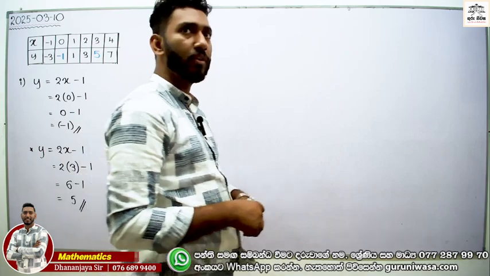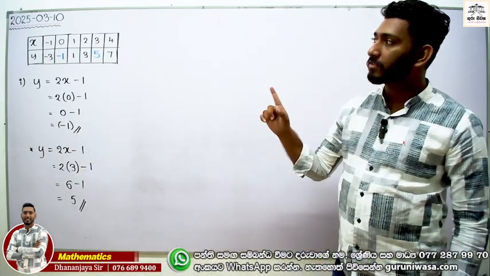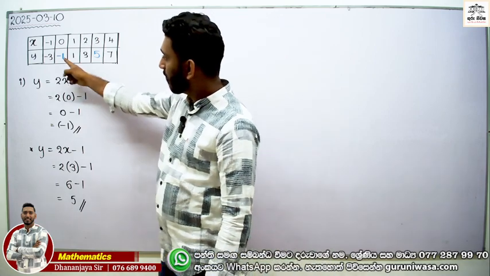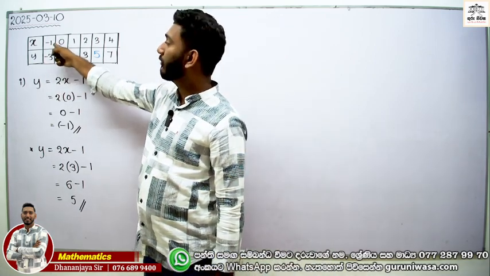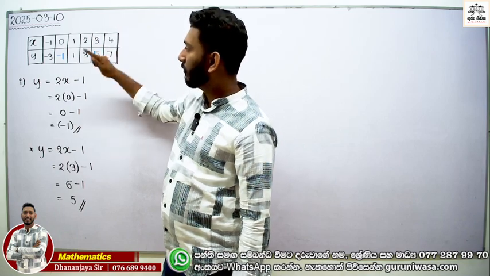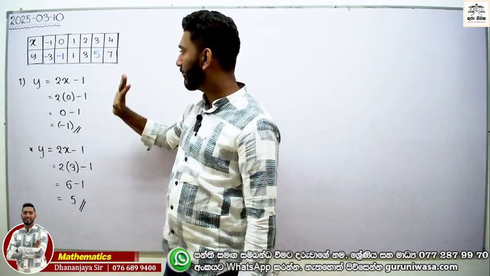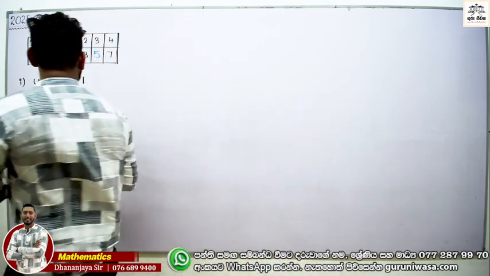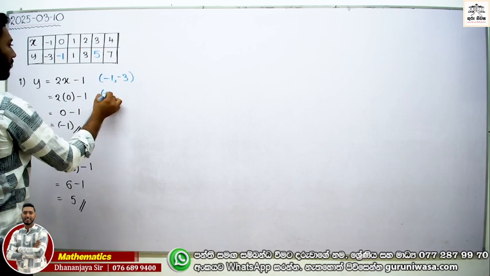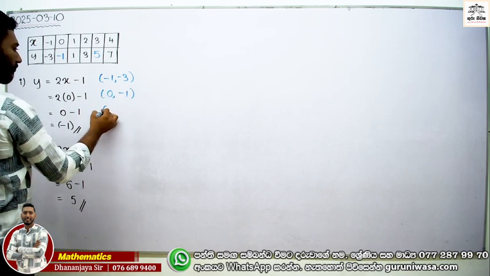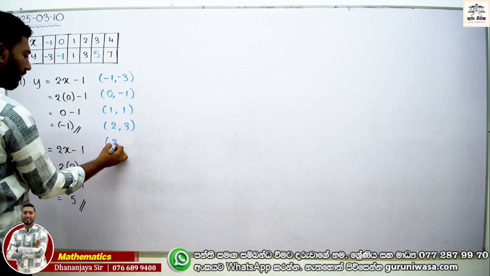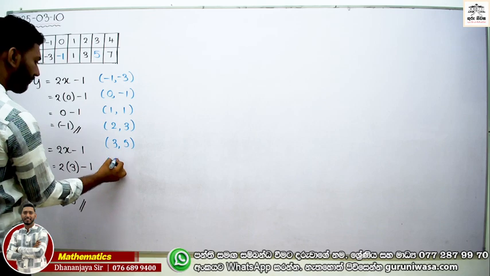And now you know all the coordinates. මේ type එකේ graph එකේ දන්නවා දැන් coordinates ටික. What is the first coordinate? Minus 1, minus 3. 0, minus 1. 1, 1. 2, 3. 3, 5. And the next coordinate is 4, 7. Those are the coordinates, right?